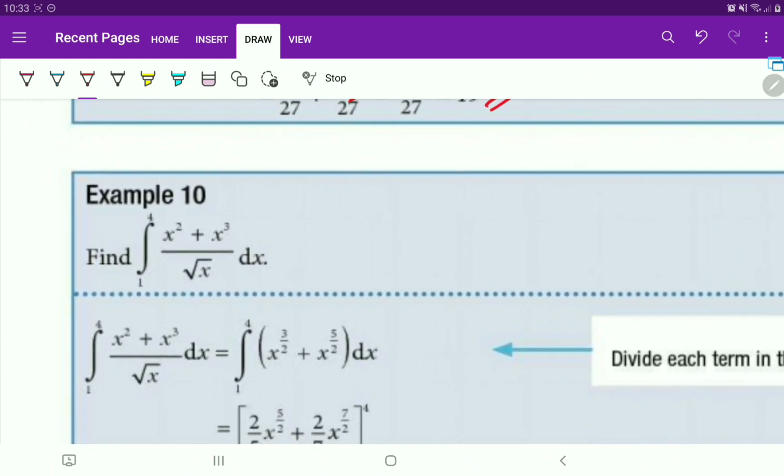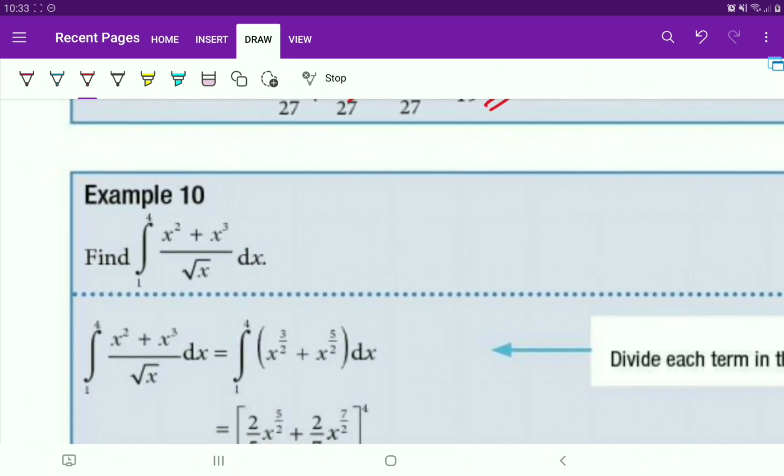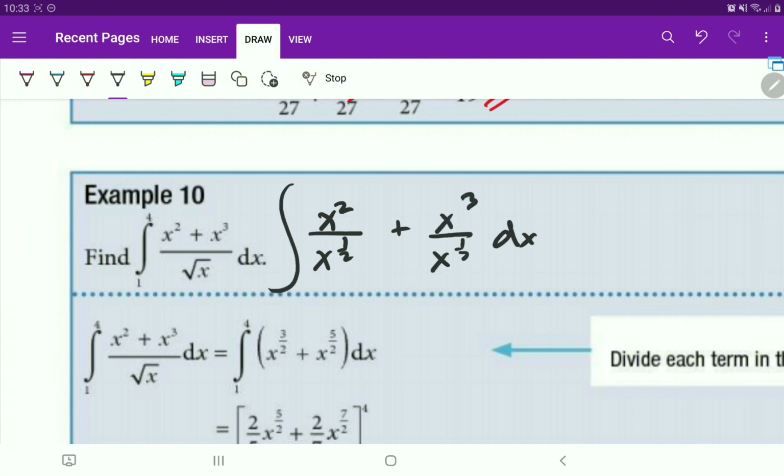So, for example, again, this one, there are two terms on top, one term at the bottom. Then you need to simplify first before you take the integral. Please don't forget that one. So let's simplify x squared over x to the 1/2 plus x cubed over x to the 1/2. You take the integral dx from 1 to 4.